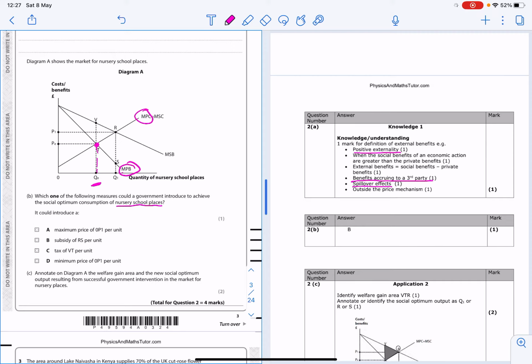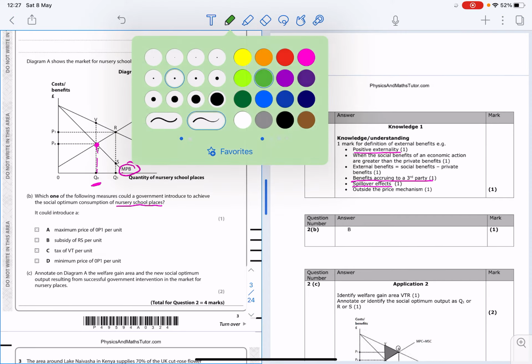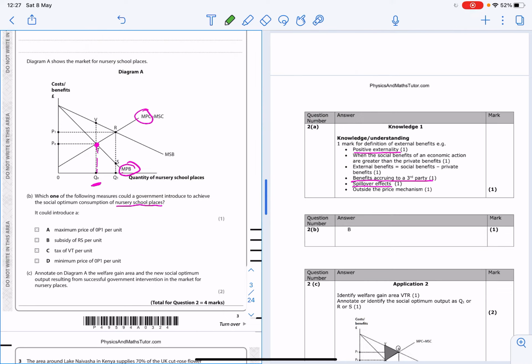The socially optimal point is where we take into account the benefits or the costs to the third party. So that's where we look at the social costs, and the social benefits. There's social benefit, social cost. The crossing point is R, which means the optimal or the ideal is Q1. So ideally, we want to be consuming at Q1. So what we need to do is we need a policy to get consumers at Q1.